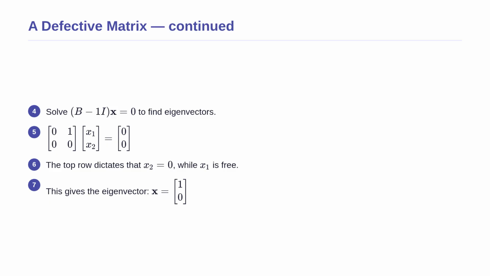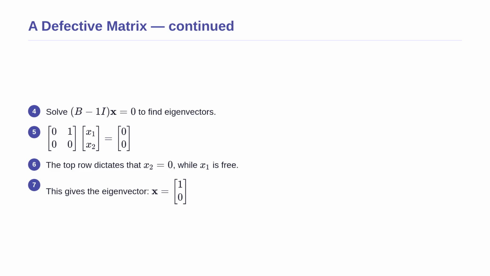To find the eigenvectors, we subtract our eigenvalue, 1, from the main diagonal of matrix B and set the result multiplied by vector x equal to 0. This leaves us with a matrix that is almost entirely zeros, except for a single one in the top right corner. Multiplying this out gives us the equation that the vertical coordinate x2 must equal 0. The horizontal coordinate x1 can be absolutely any number.